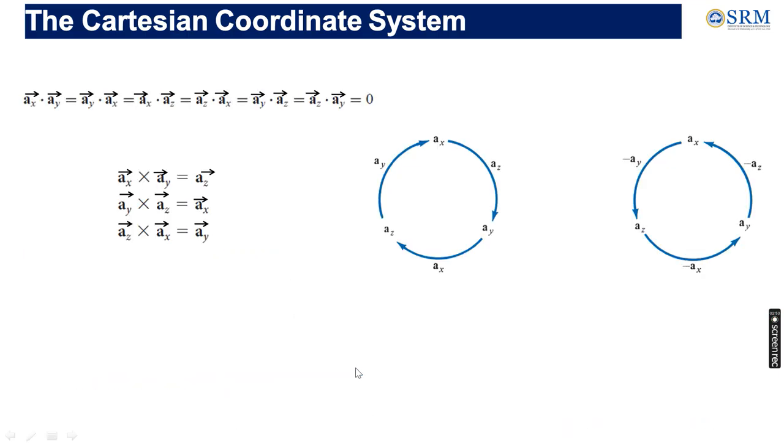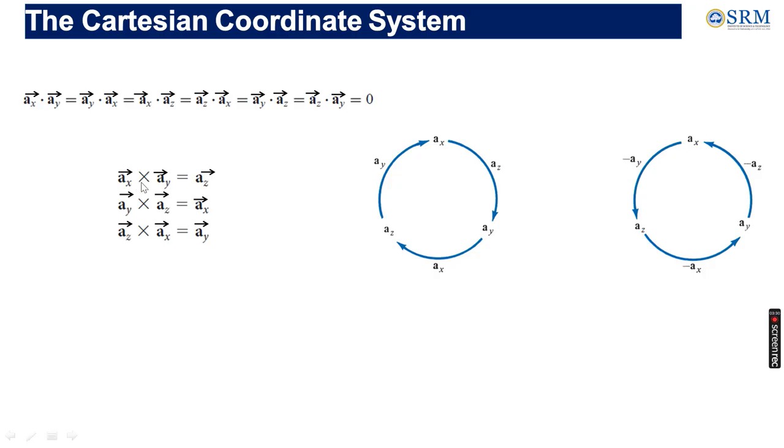Now let us understand how the dot product and cross product of the unit vectors work. Taking the dot product in a particular order: ax dot ay, ay dot az, az dot ax. If I reverse it, it is going to be the same. The answer is 0. We already saw that the dot product of the same unit vectors is equal to 1, but for different unit vectors, it is going to be 0.